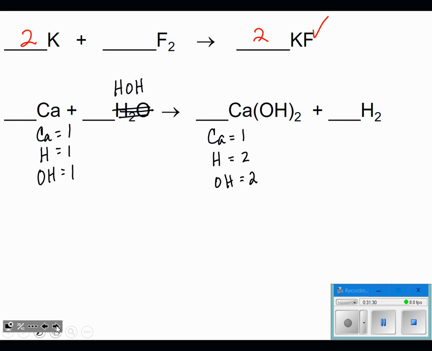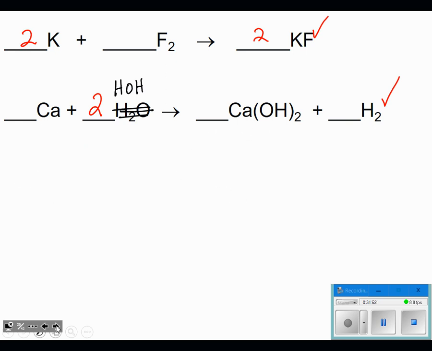So that makes it really easy for me to see that my hydrogens and my hydroxides are messed up. So I could put a 2 right here in front of this, and when I do that, that now makes it to where I have 2 hydrogens and 2 hydroxides, and I'm balanced. It's just a little bit easier than trying to count your hydrogens and oxygens, to kind of make it look like HOH instead.